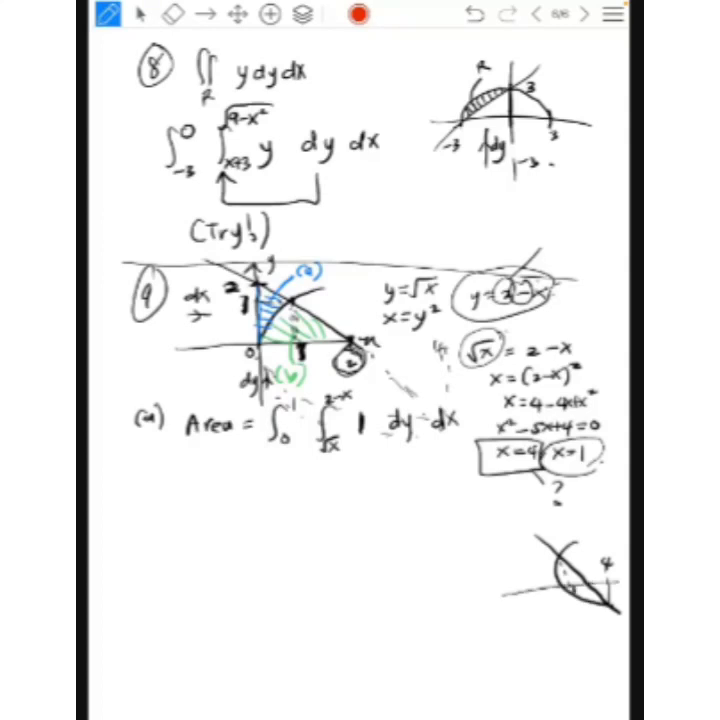Okay, that one is for A. For B, you may try. For B, the area is still 1. Okay, untuk B ni pula, it's easy if you work towards x-axis first.